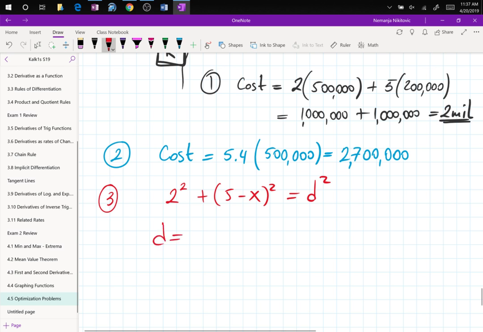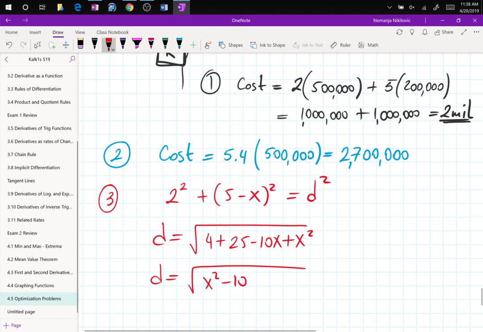So d is equal to the square root of 4 plus 25 minus 10x plus x squared. So d equals the square root of x squared minus 10x plus 29.